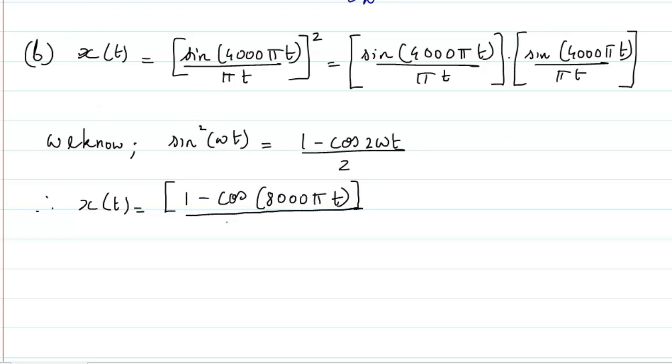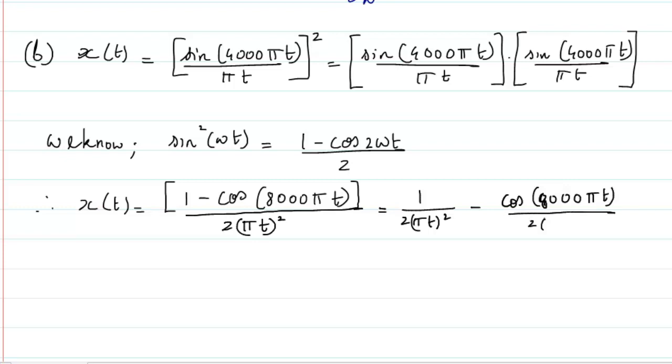pi t square is there, then we are having a 2, so 2 pi t the whole square, which can be written in two parts as 1 divided by 2 pi t the whole square minus cos 8000 pi t divided by 2 pi t square.